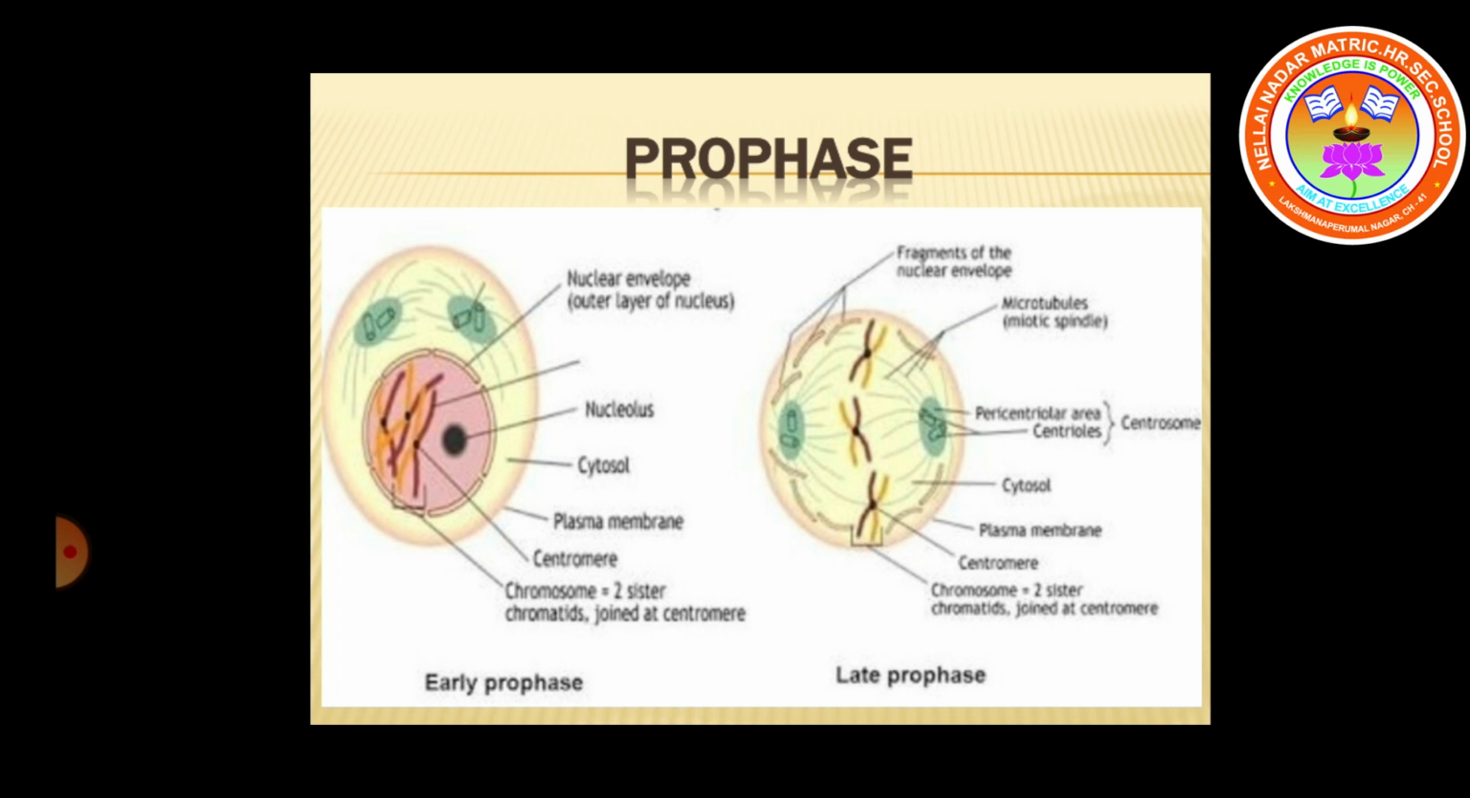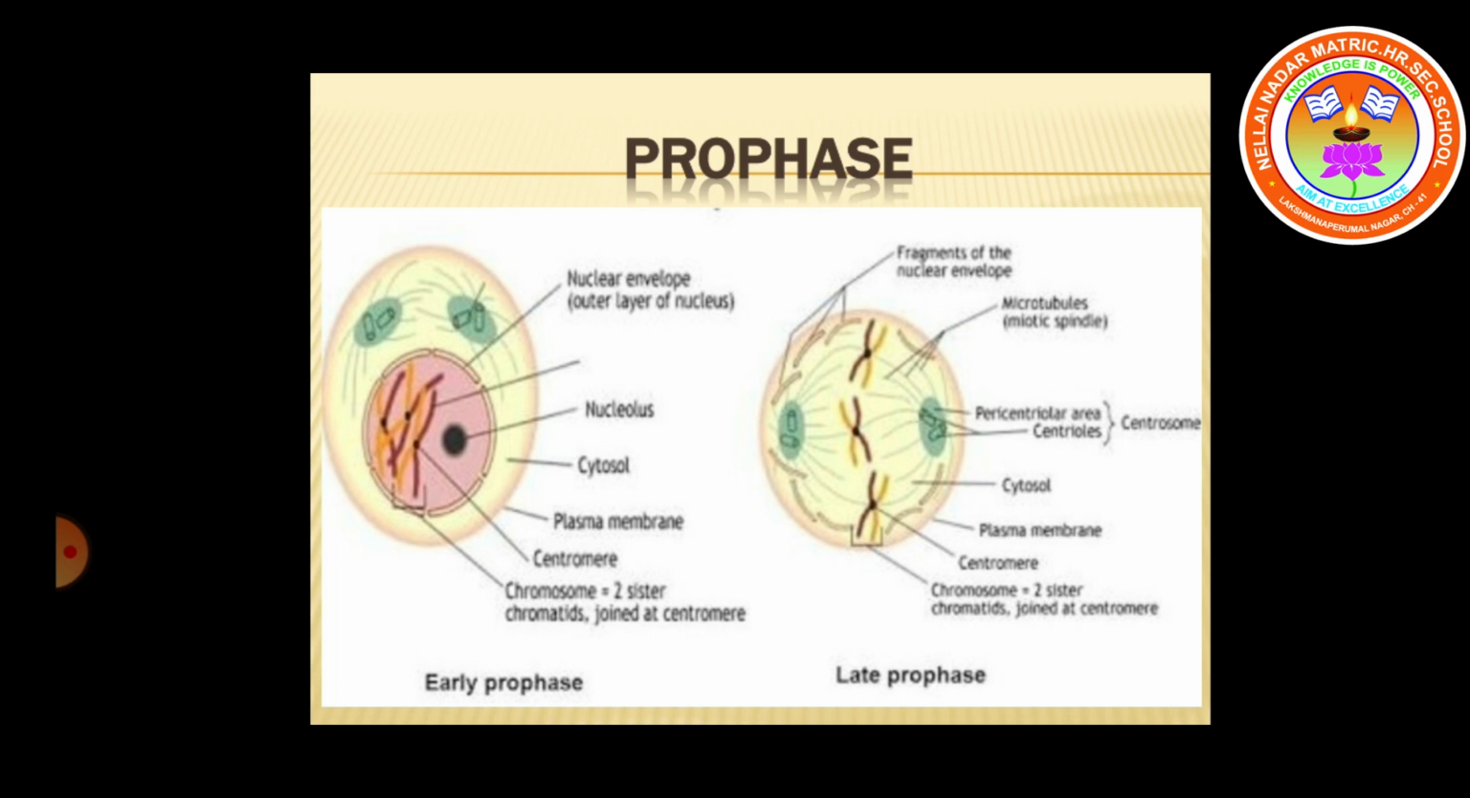In prophase, the chromosomes become short and thick. They are clearly visible inside the nucleus.